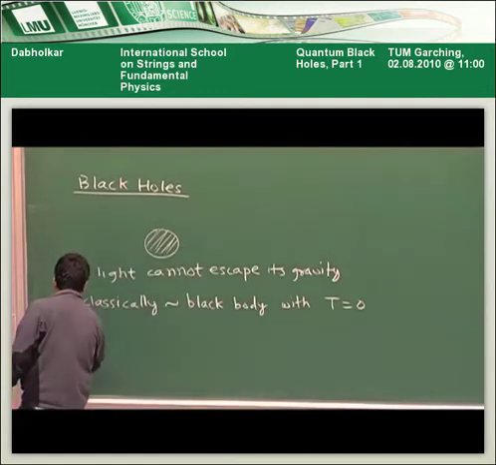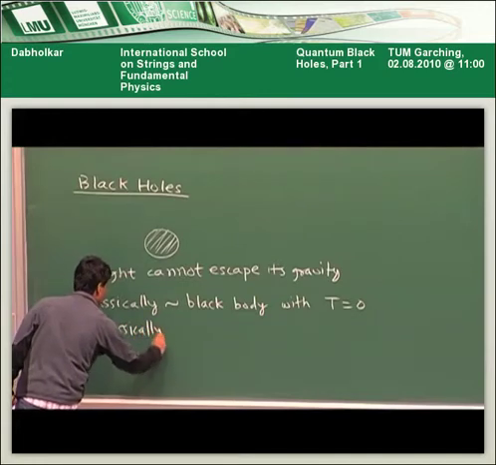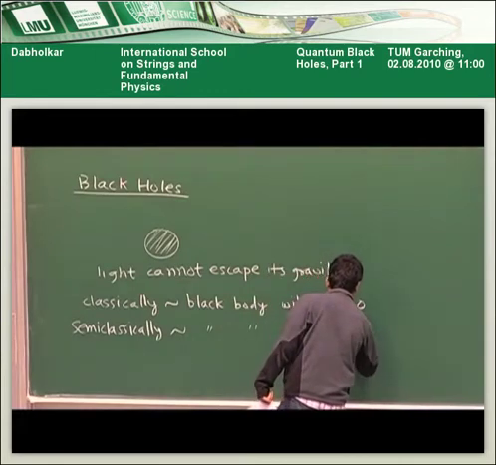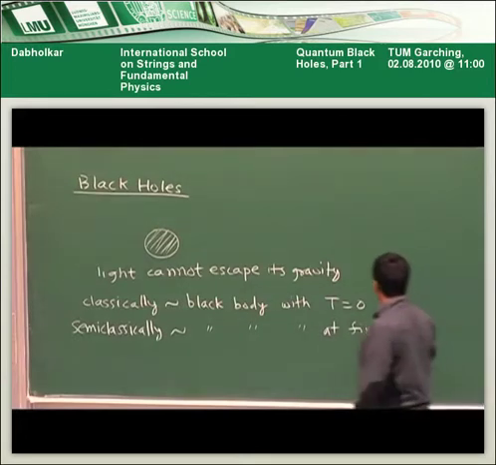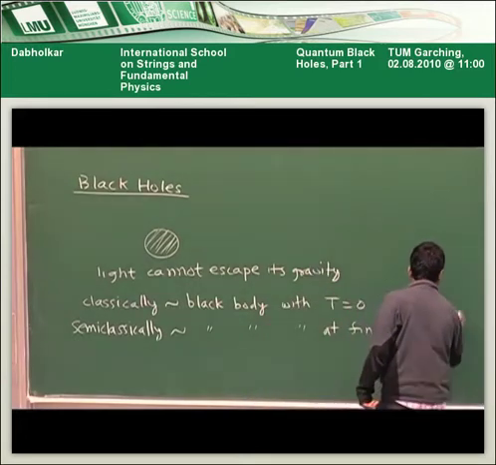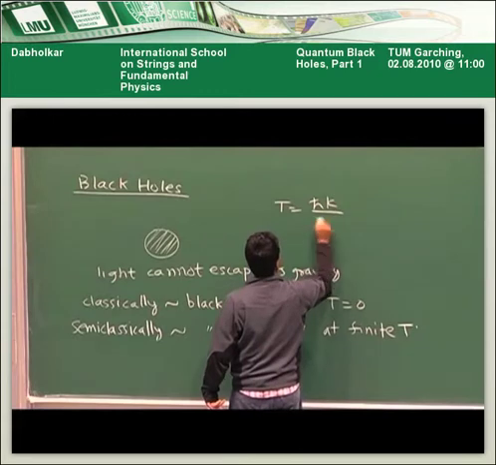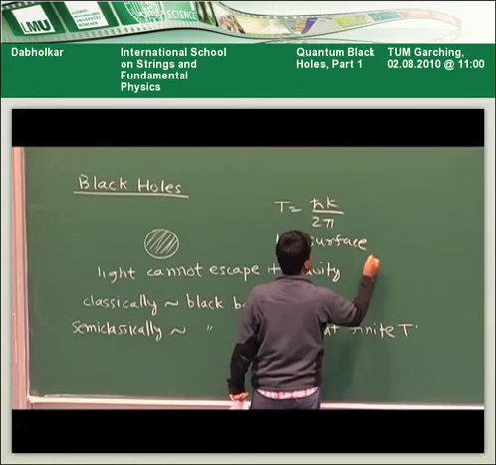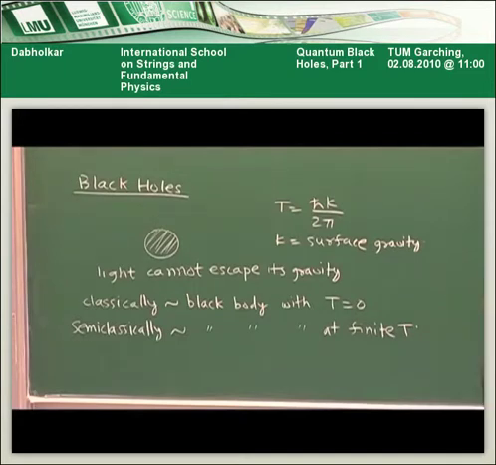But semi-classically, the moment you turn on a bit of quantum mechanics, it looks like a black body at some finite temperature. And what is remarkable is that this finite temperature is related to the parameters of the black hole by a very universal formula. The temperature turns out to be related to h bar kappa, where kappa is the surface gravity, which is roughly like the acceleration at the horizon, as we will explain. And this implies that the black hole must have entropy.